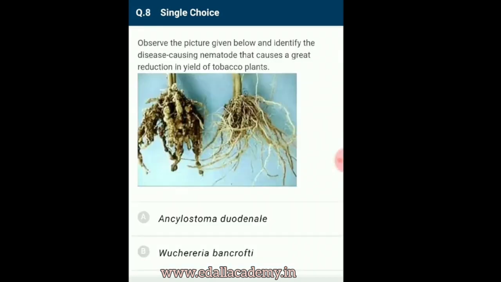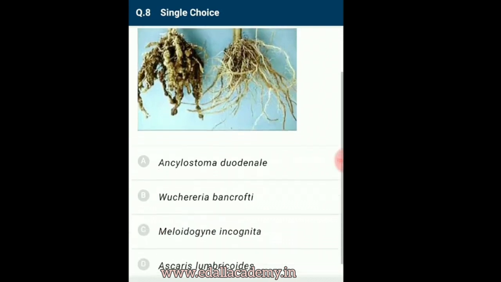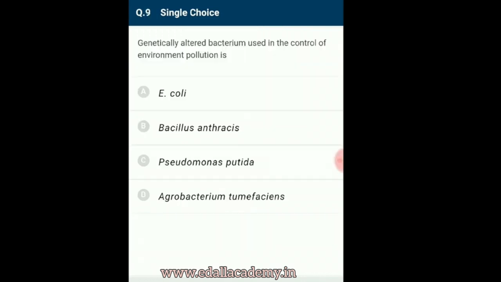Observe the picture given below and identify the disease causing nematode that causes a great reduction in yield of tobacco plants. A nematode infects the roots of tobacco plant and causes a great reduction in yield by causing root knot disease. So the answer for this question is Meloidogyne incognita.